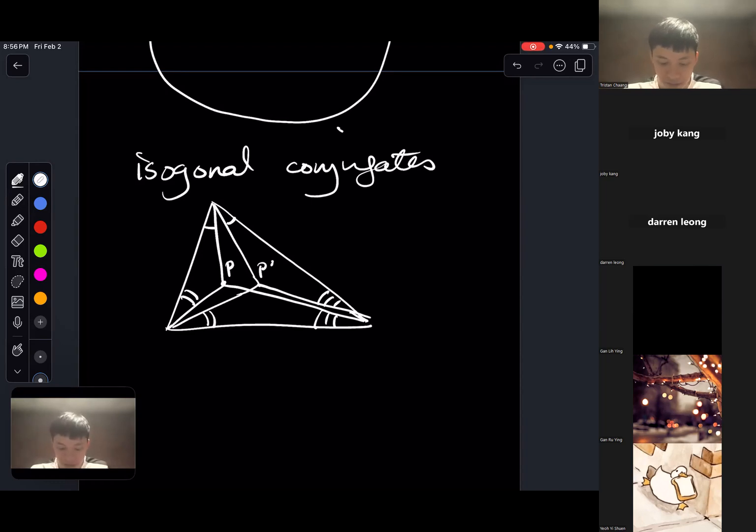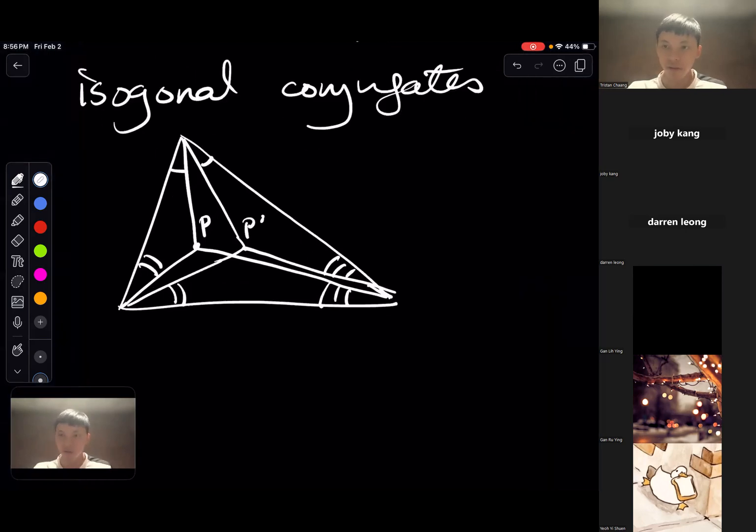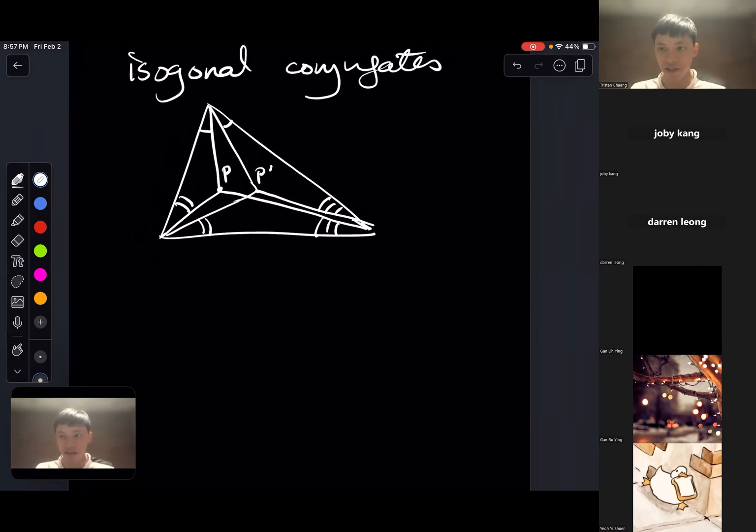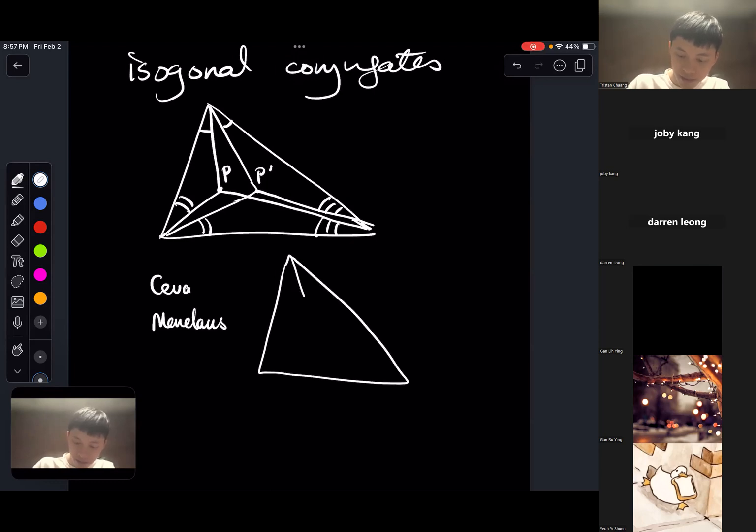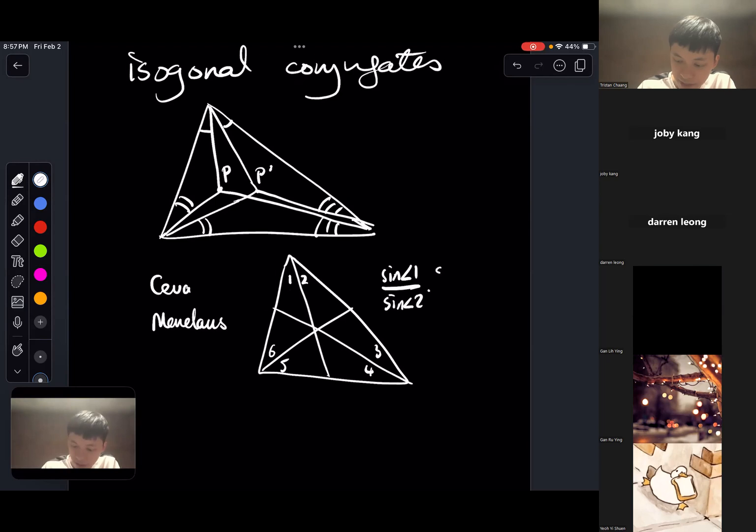To do this, there's a very quick way, which is what we call the trigonometric version of the Ceva and Menelaus theorem. Remember Ceva and Menelaus just now? There's an equivalent trigonometric version, and it's actually just the sine rule again. Basically convert the lengths into angles. So maybe it's 1, 2, 3, 4, 5, 6. Ceva can be said as sine angle 1 over sine angle 2 times sine angle 3 over sine angle 4 times sine angle 5 over sine angle 6 is equal to 1.